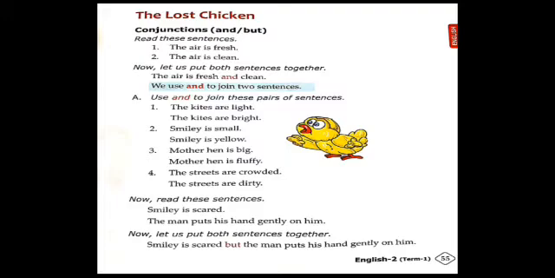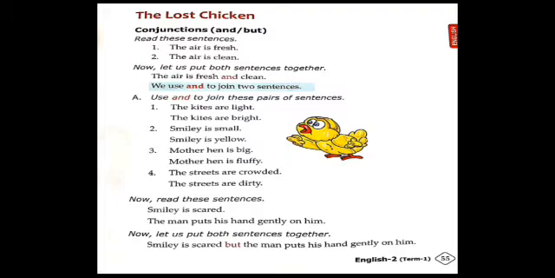For example, I and Ramesh are good friends. So here the word and connects I and Ramesh. So and is a conjunction. Okay, let us see one more example.